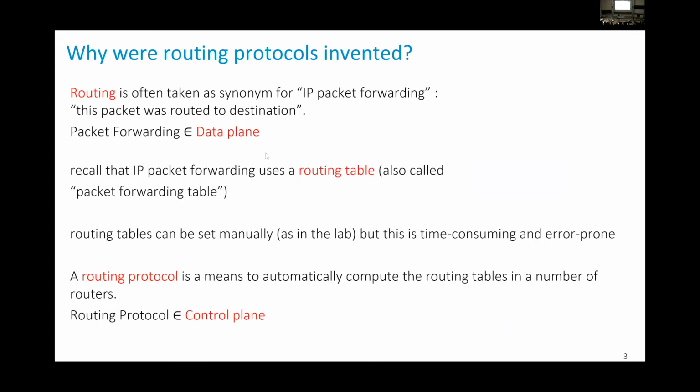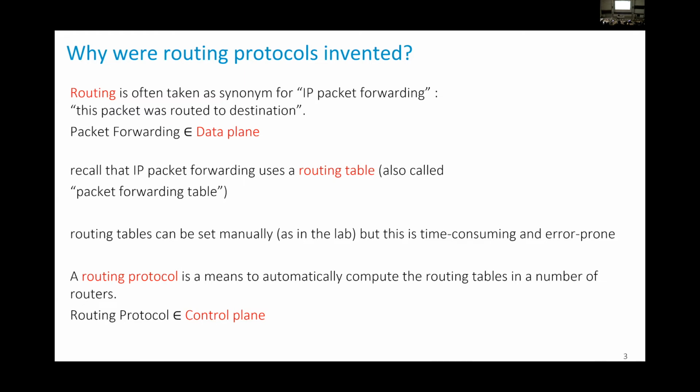Routing, as I mentioned, is part of the control plane. The data plane is what processes packets one by one. There is some ambiguity about the terminology. Sometimes, if you go on the internet and read IP routing, it means IP packet forwarding. In the context of this lecture, routing really means not the individual forwarding, not the data plane function, but the control plane function. So the goal of the routing protocol is to automatically give values to the routing tables.